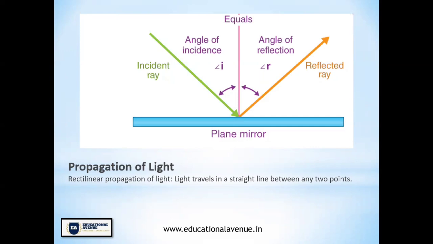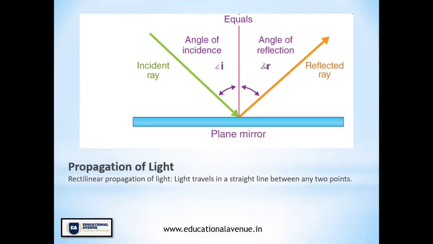Light passes from an object. The angle of incidence you can define as the angle between the normal ray and the incident ray. That is the angle of incidence. And the second is the angle of reflection, which you can define as the angle between the normal ray and the reflected ray.